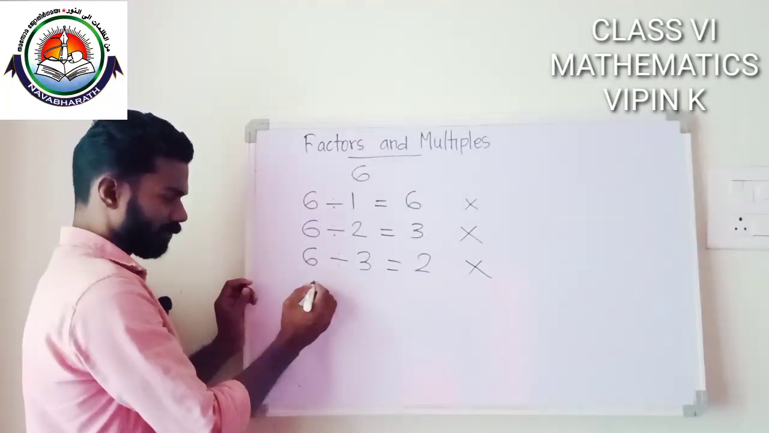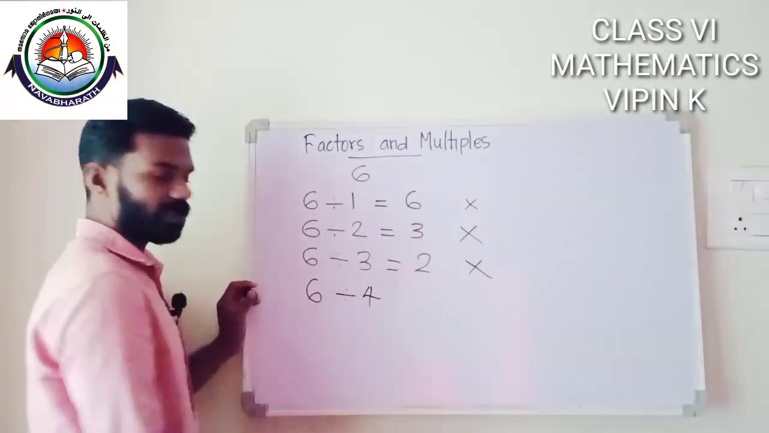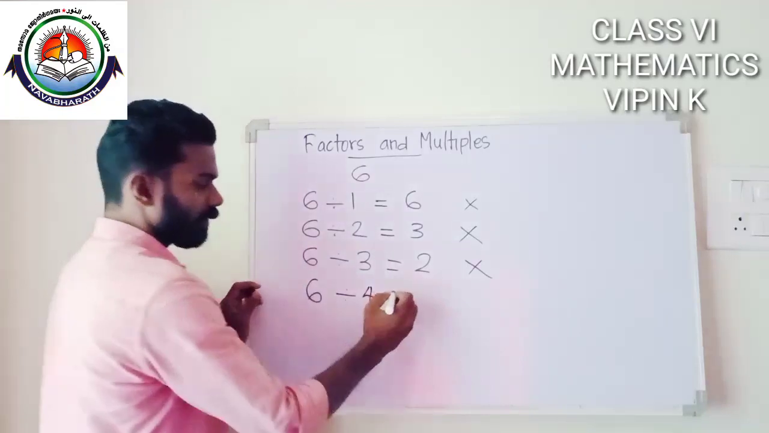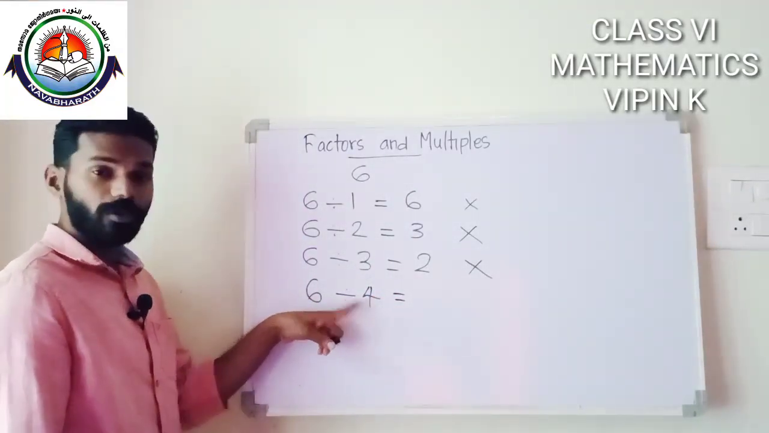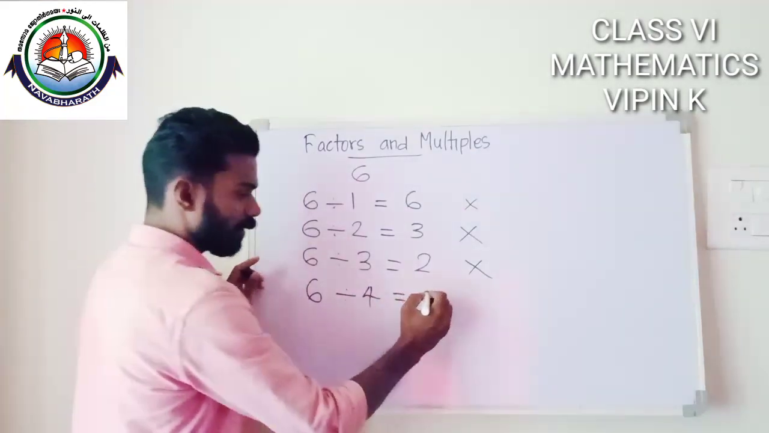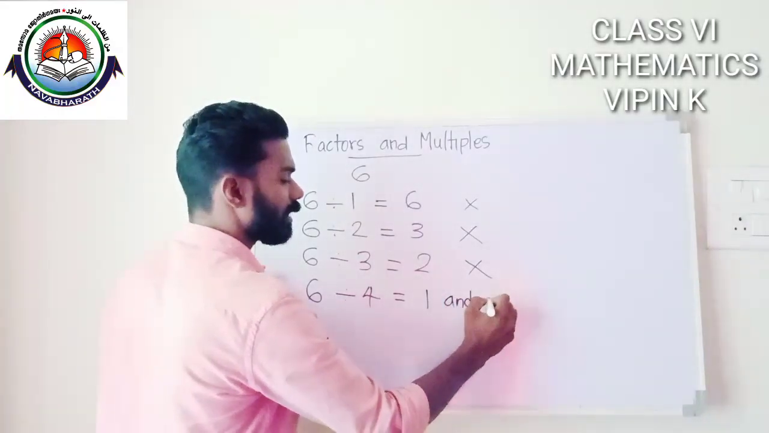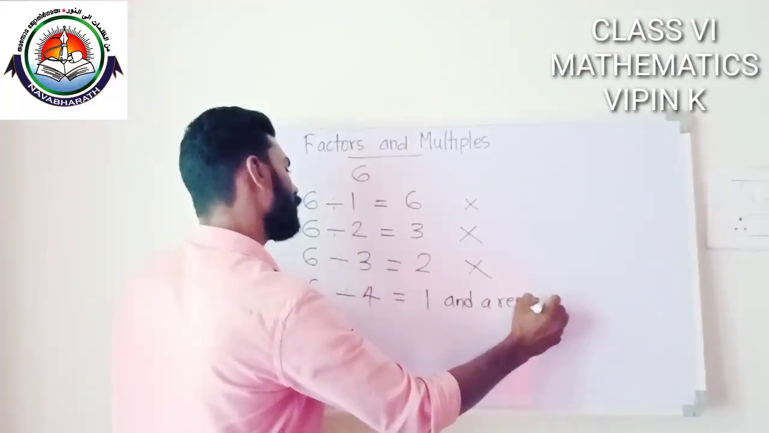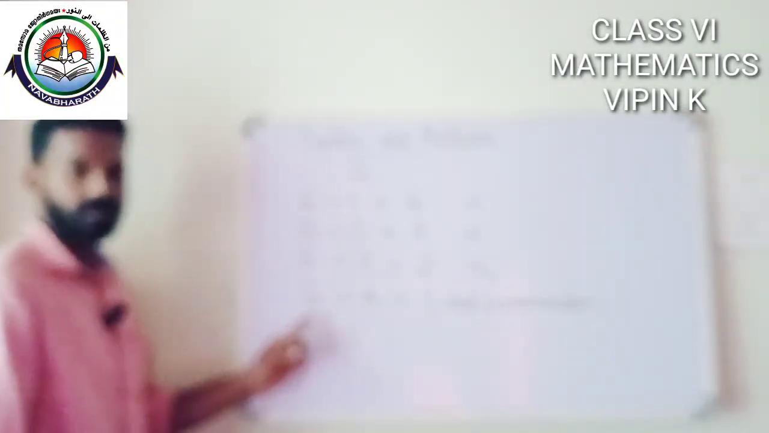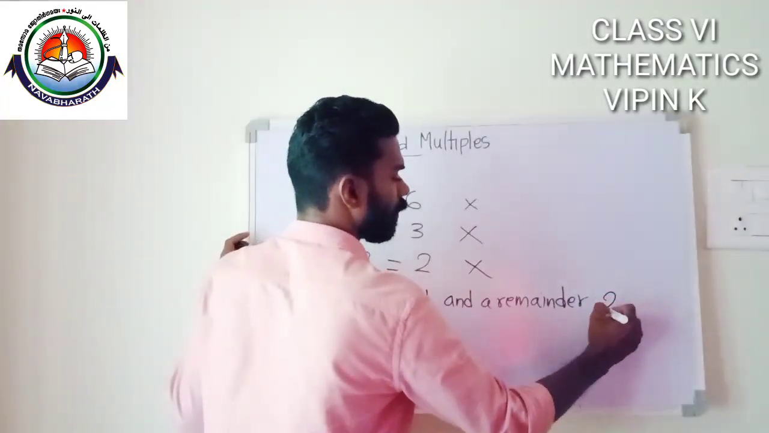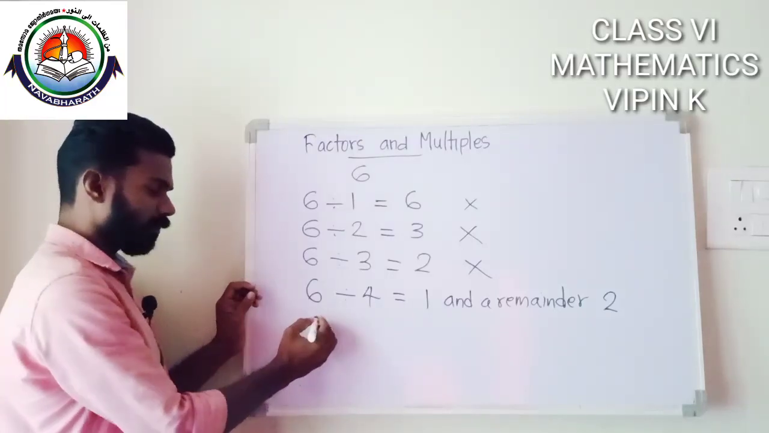Next, if I am dividing 6 by the number 4, then you can see that the divisor 4 occurs in 6 only 1 time. And there would be a remainder. Can you tell me what would be the remainder here? Yes, after 4 in 6 there would be a remainder of 2. Clear?